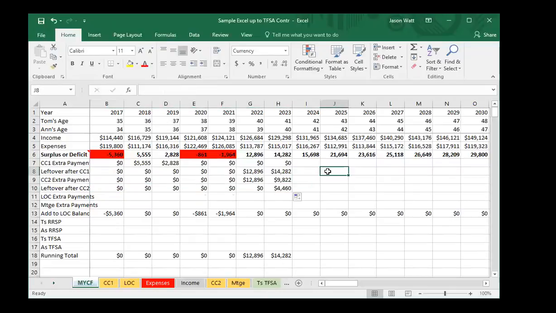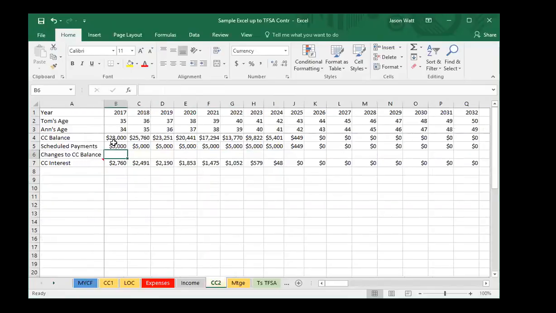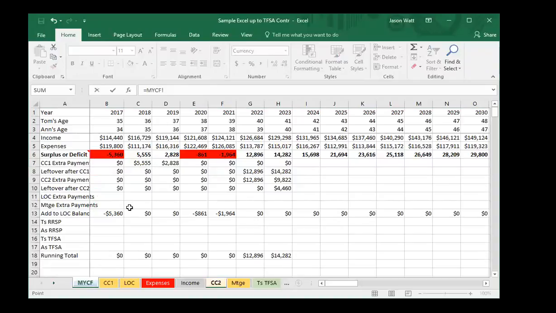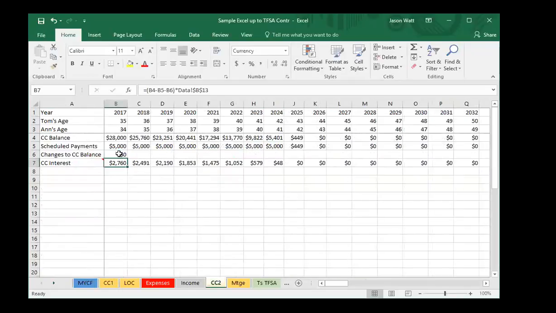And now what I haven't done yet, I haven't actually taken this credit card 2 extra payment and applied it to credit card 2. So now we go to credit card 2. We say, hey, I'm ready to start paying this thing down. We're going to pull that out of my multi-year cash flow sheet. And we should get that credit card paid down now.